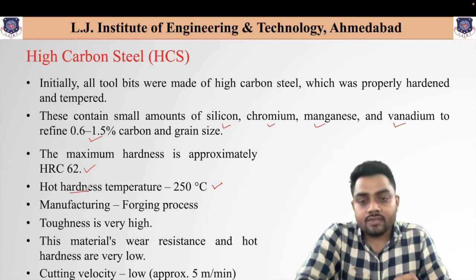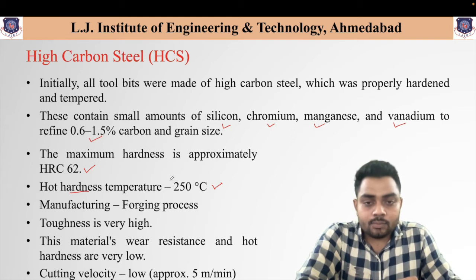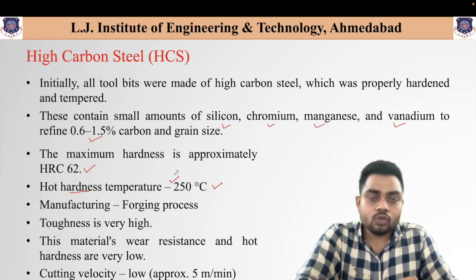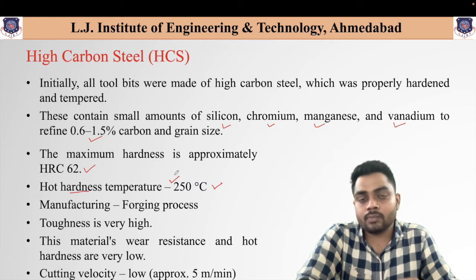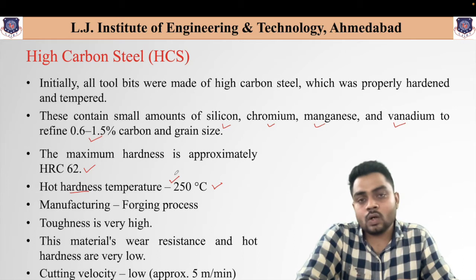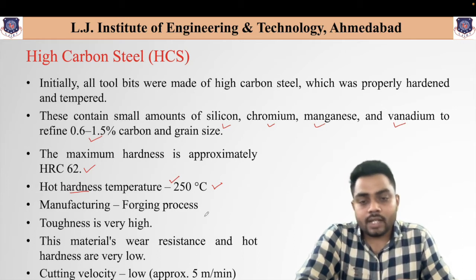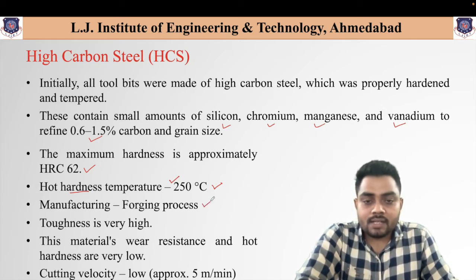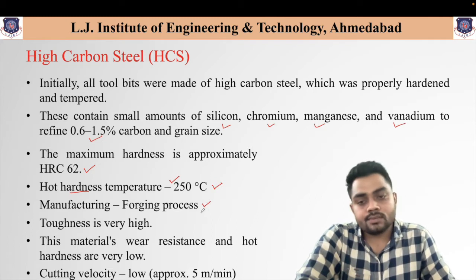That means if this tool is operated up to 250 degrees Celsius, up to that temperature it will give a proper machining operation. So this tool will not deform, and that is why it is called the hot hardness temperature. In many cases, this tool is made by the forging process.